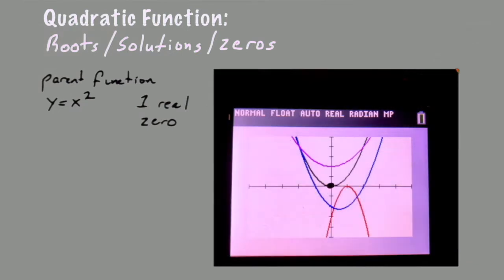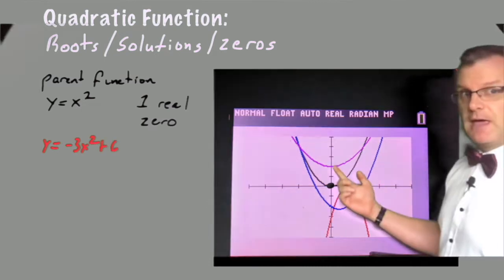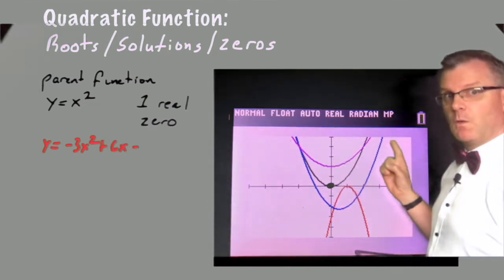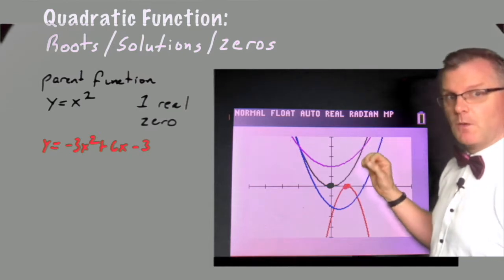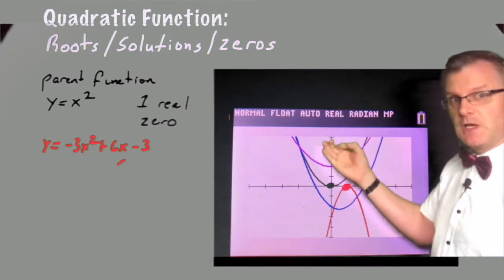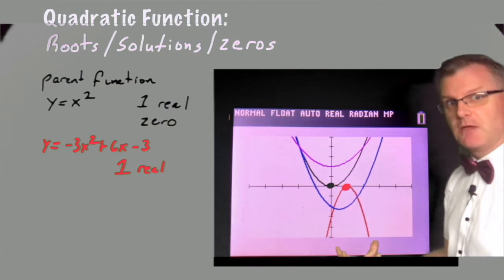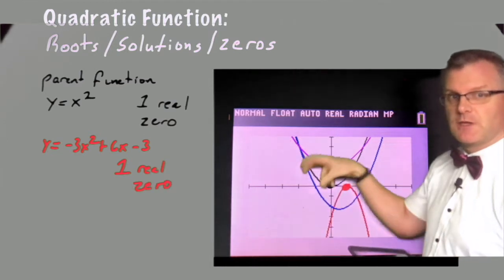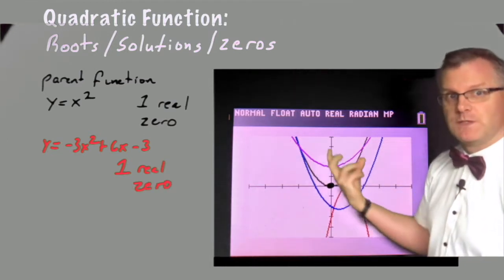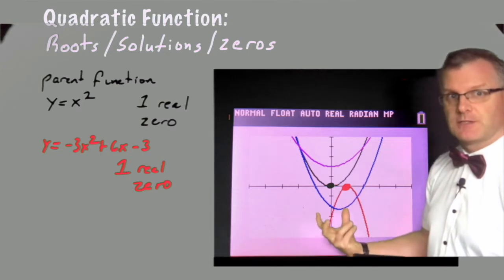Going on to the next one, look at the red function, y equals 3x squared plus 6x minus 3. That function also only has one zero. But in this case, instead of sitting on the x-axis, it's actually hanging from it, because that a term is negative, so that's reflected. So it's got one zero hanging from the x-axis.